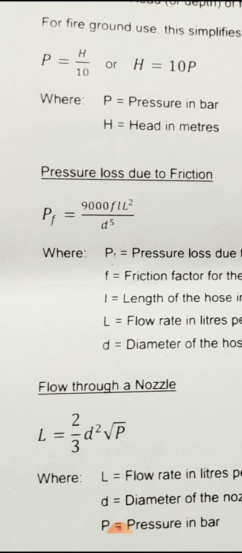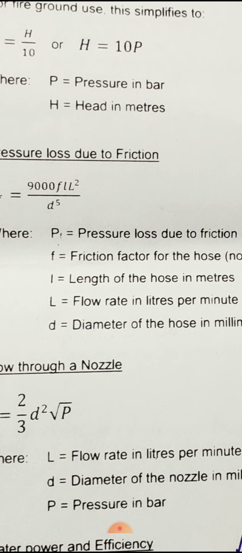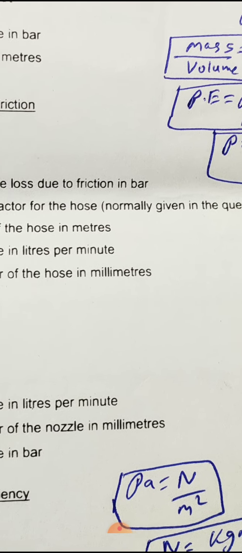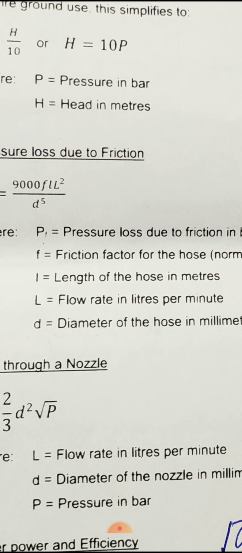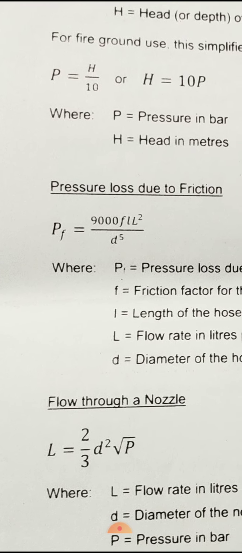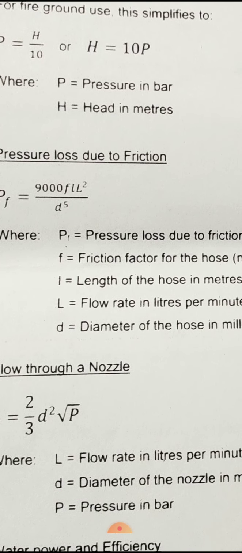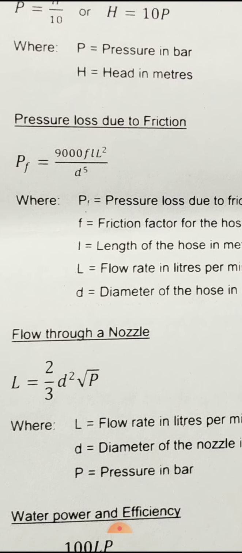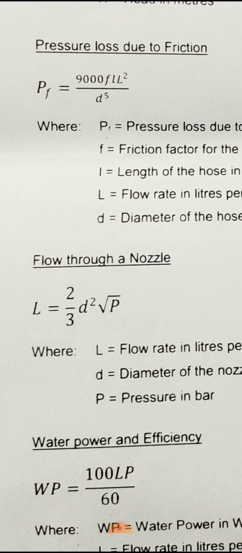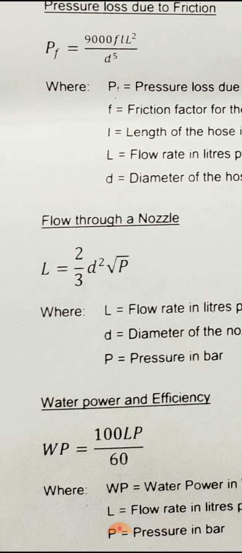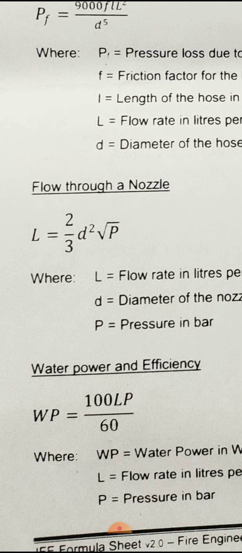So frictional loss depends on many factors. First of all, friction factor. The friction factor depends on the length of your hose, the diameter, and many things, since the material is also very important. Small l is the length of the hose in meters, capital L is the flow rate in liters per minute, and D is the diameter of the hose in millimeters. This is extremely important at a fire incident, depending upon which you can calculate the amount of water which will be poured at an incident.